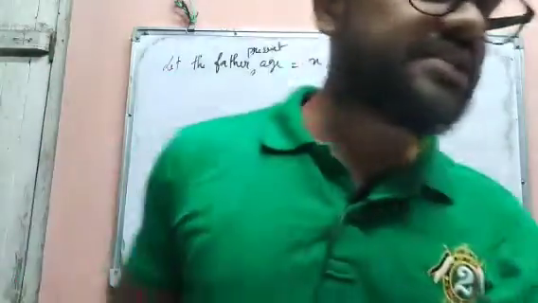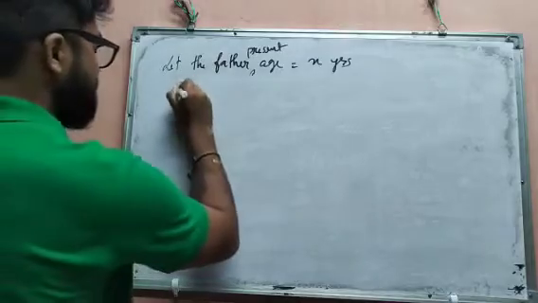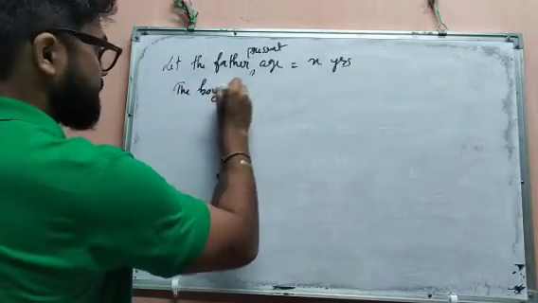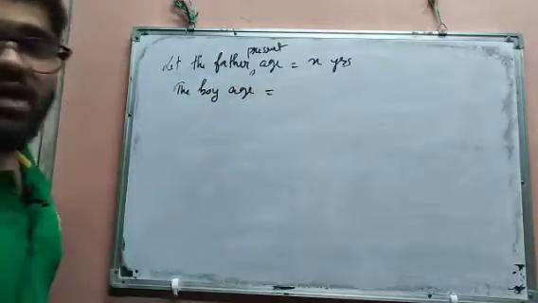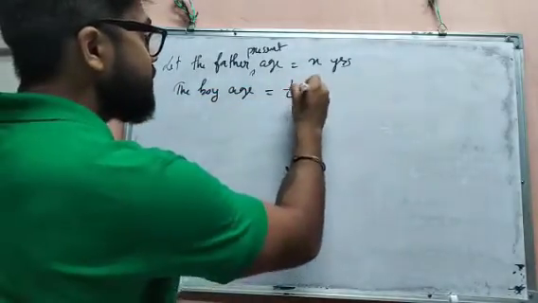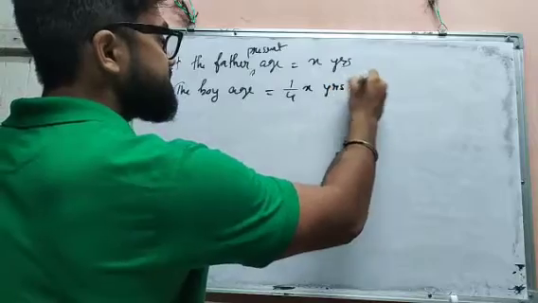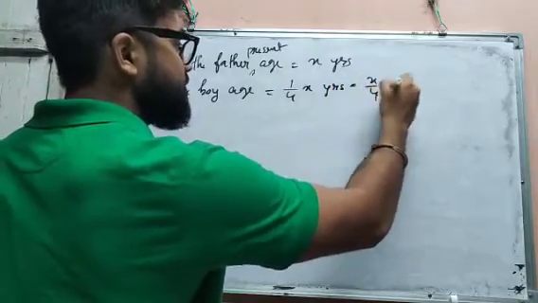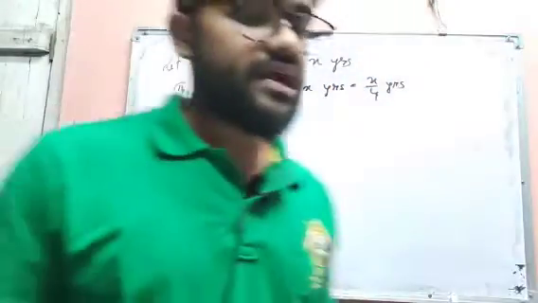Okay, so what is given? And the boy's age is what? 1/4 of his father's age. That means the boy's age is 1/4 of father's age. So father's age is x years. So 1/4 of that means 1/4 x years, or you can say directly x by 4 years. Okay.